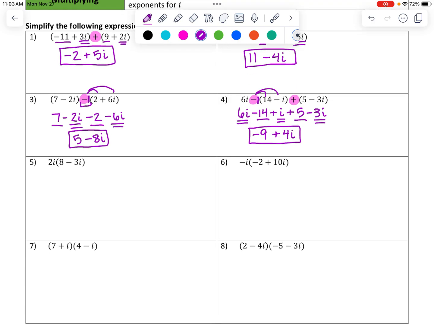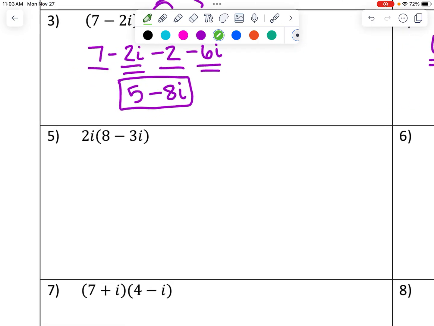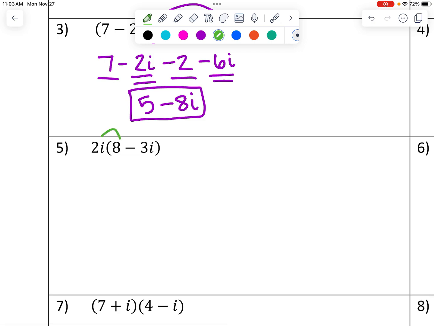All right, and then these last 4 are dealing with multiplication. So we're going to think of these as if we're multiplying binomials, trinomials, things like that. If they were x's, what we would do with our exponents, we're still doing the same thing with our exponents on i. So I'm going to take 2i times 8. I'm getting 2 times 8 is 16. Keep the i with it.